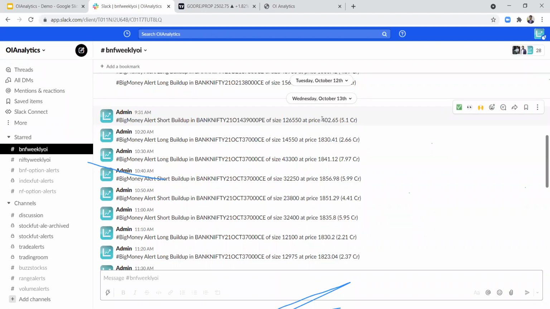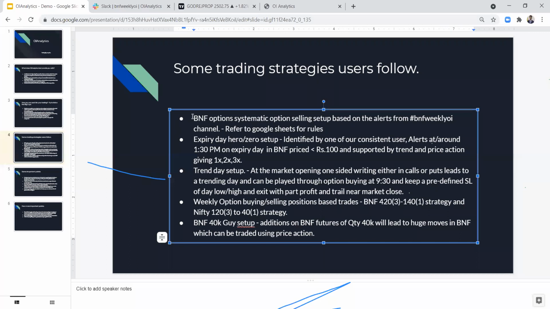This particular put has gone to zero by the next day. This came on October 13th, 9:30. And the next day's closing, the expiry was above 39,000, as you guys know. So from 400, it has gone to zero. This is one of the last trades that has been triggered from this setup that I'm talking about, right? The next thing is the expiry day hero or zero setup.